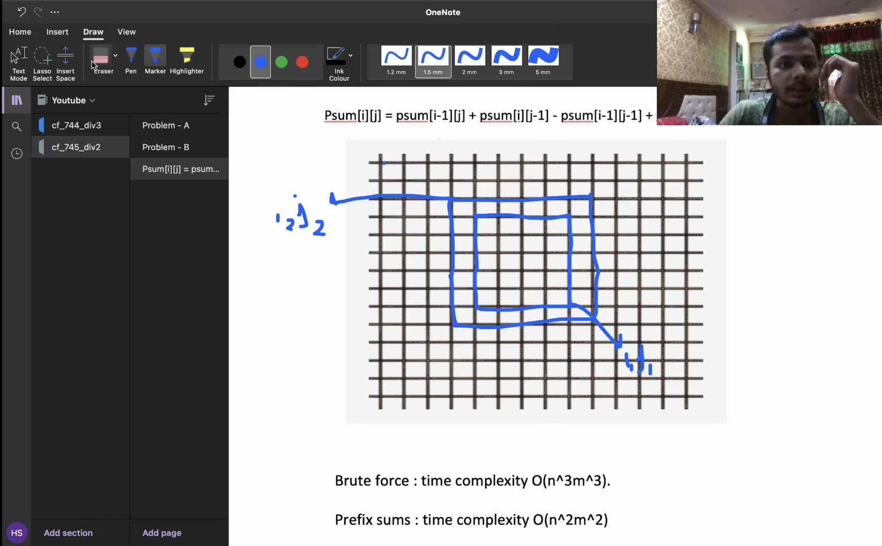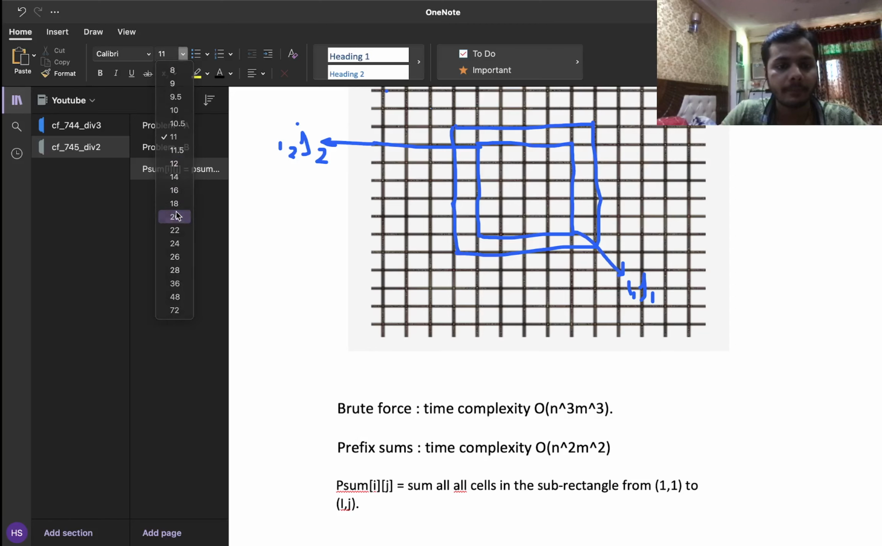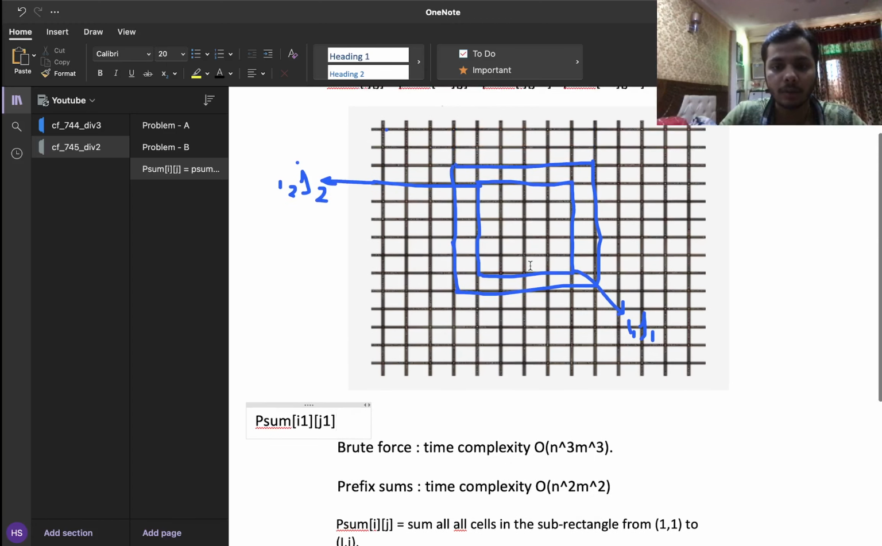Oh, I'm sorry, not this cell. This cell is I2 j2, and I need to know the number of ones in the rectangle starting at I2 j2 and finishing at I1 j1, right? Okay, so let's write the expression for it. So let's see. So the number of ones in I2 j2 to I1 j1 is going to be nothing but prefix sum of I1 j1. So this is basically the total number of ones from I1 j1 to 1 comma 1, right?